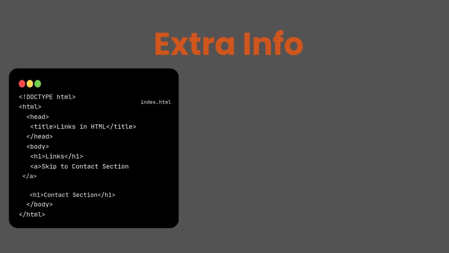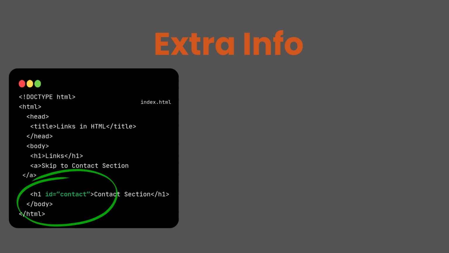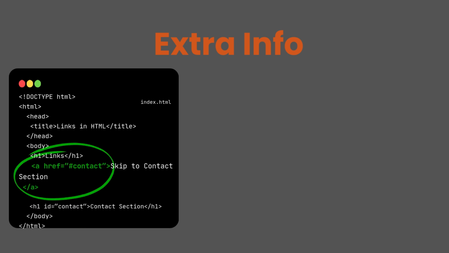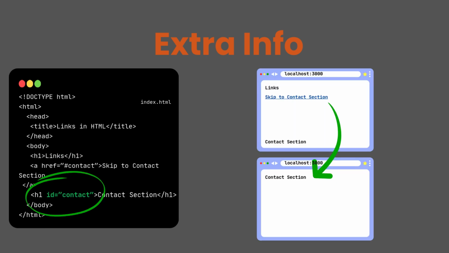If you want to create a link to another section on the same page, you use an ID. Let's say we have a section with the ID contact. Then we create a link like this. The contact in the href tells the browser to jump to the section with the ID contact. This is super helpful for long pages.